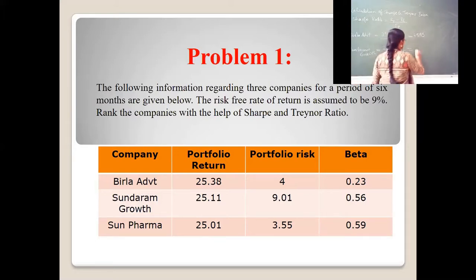$1.788. Okay, 1.788. And the last one is Sun Pharma. So Sun Pharma's Sharpe ratio is equal to, how much is the return? It is 25.01. So 25.01 minus 9, whole divided by 3.55.